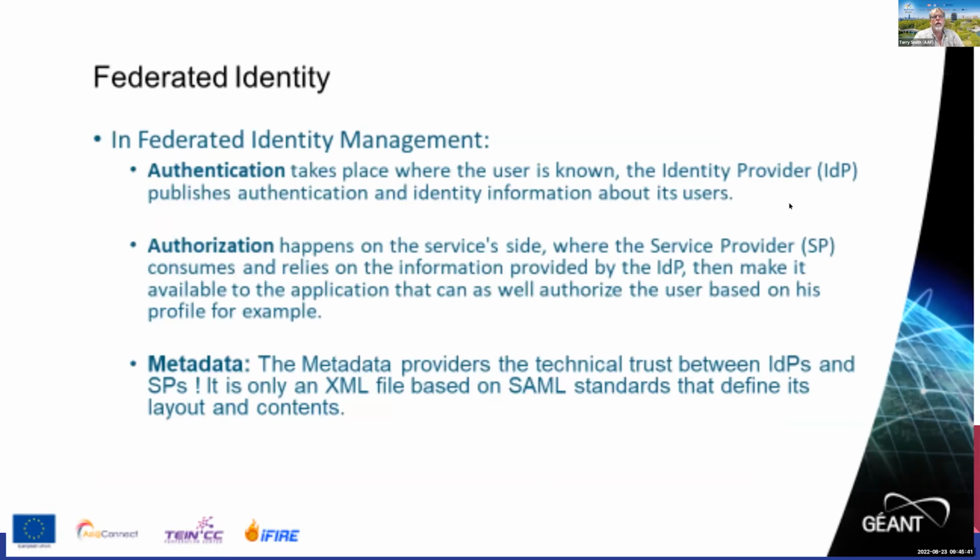So federated identity management: authentication takes place where the user is known, so my home university, and the IDP publishes authentication and identity information about its users once they've authenticated. Authorization happens on the service provider side, where the service provider consumes and relies on information provided by the IDP. Then it makes it available to the application that can as well authorize the user based on their profile, for example.